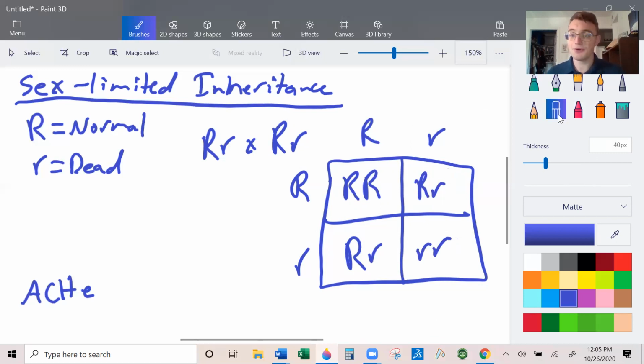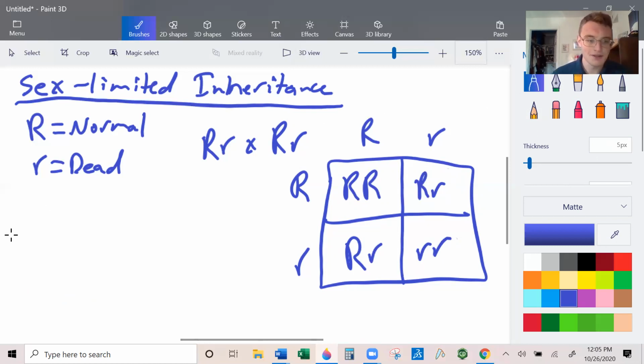Now, the way your brain is going to tell you to write out this phenotypic ratio is to write out, you would have 75%.